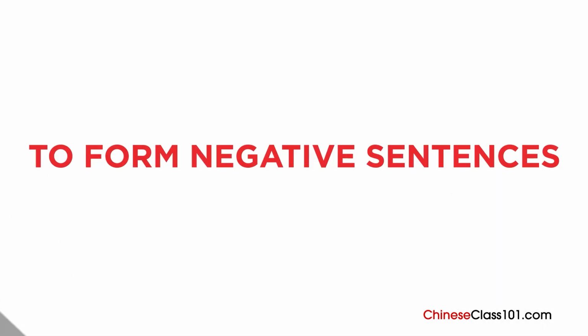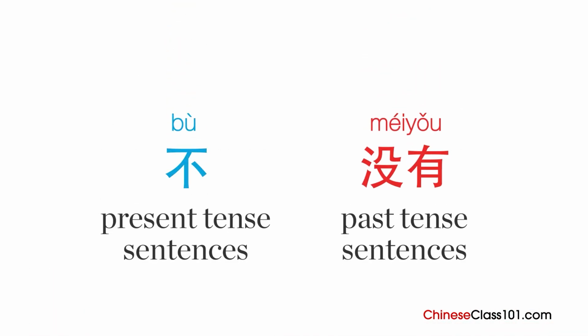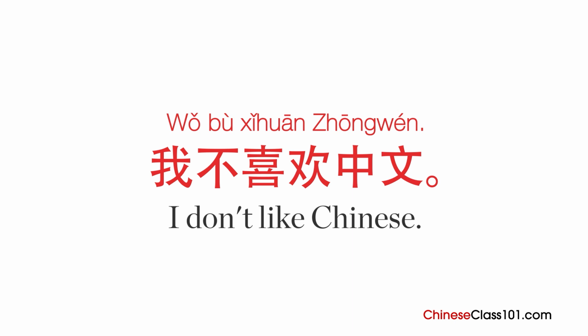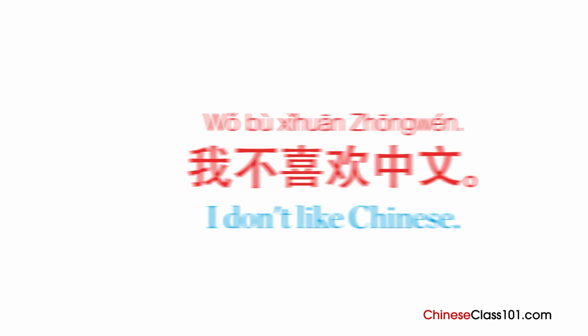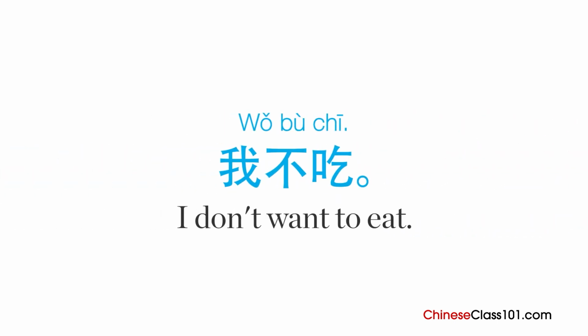To form negative sentences, there are two ways for two circumstances. You can use 不 or 没有. We use 不 in present tense sentences, or when you don't want to do something. 我不喜欢中文. I don't like Chinese. 我不去. I'm not going. 我不吃. I don't want to eat.